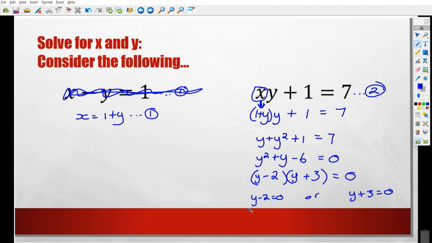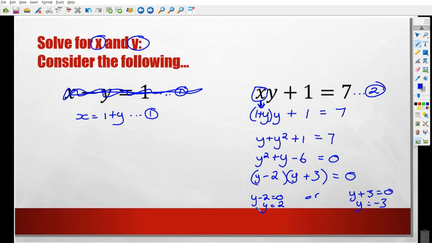Alright, so let's look at this. Now I'm solving for y. Let's take the 2 across. We've got y is equal to positive 2, y is equal to negative 3. Now, can you see, sometimes, not all the time, I'm going to get 2 values for y. So what does that mean? I'm going to get 2 values for x.